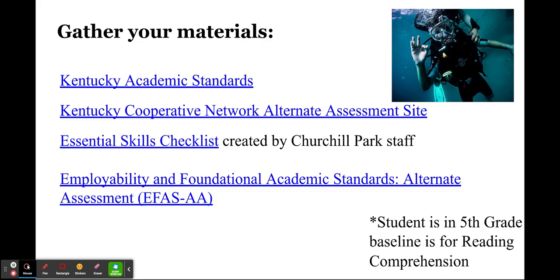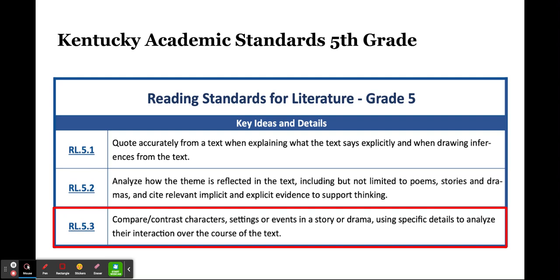So let's start with the Kentucky Academic Standards. Charlie is in the 5th grade, and his present level is that he's answering WH questions at about 50%. There is a reading standard for literature that would align with that data from the present level: compare or contrast characters, settings, or events in the story or drama using specific details to analyze their interactions over the course of text. That's a lot. We're obviously not going to be able to use that standard how it's written.